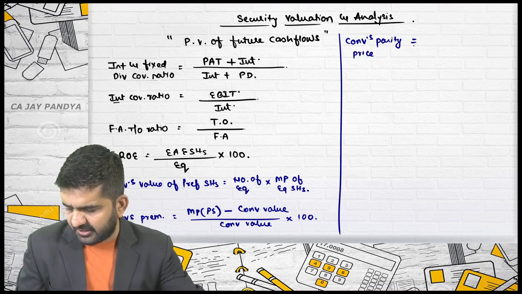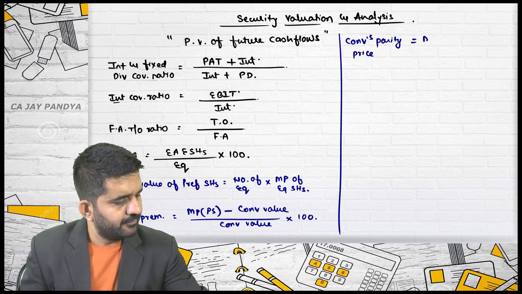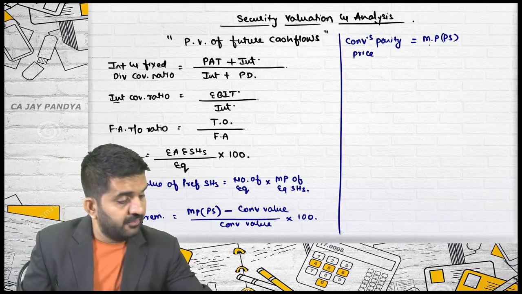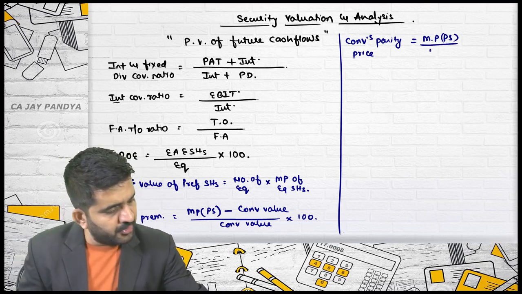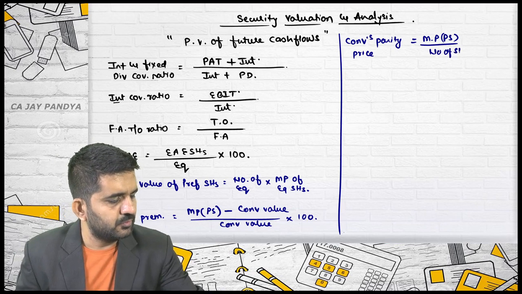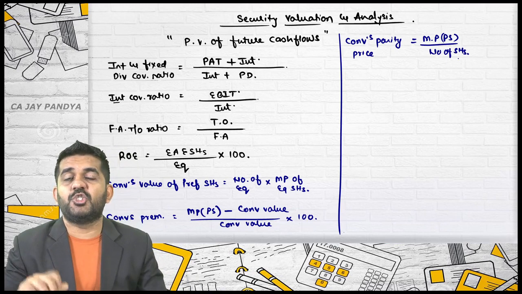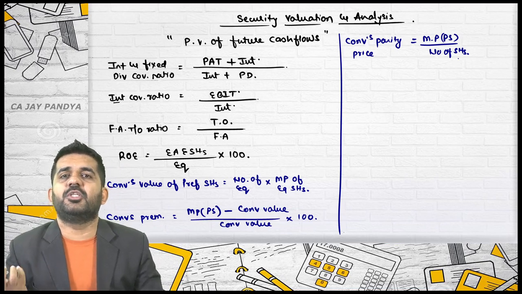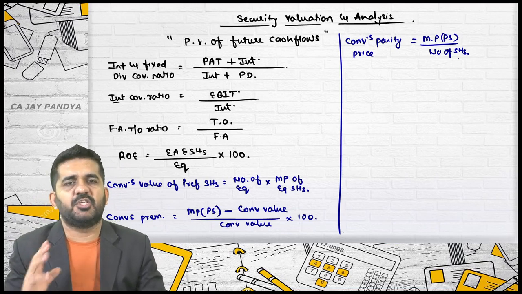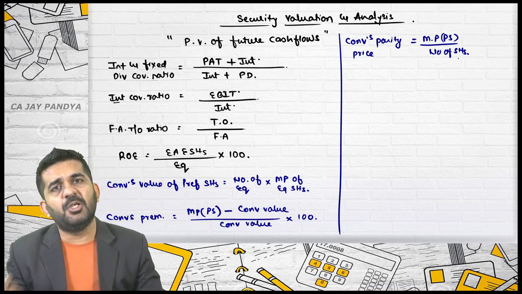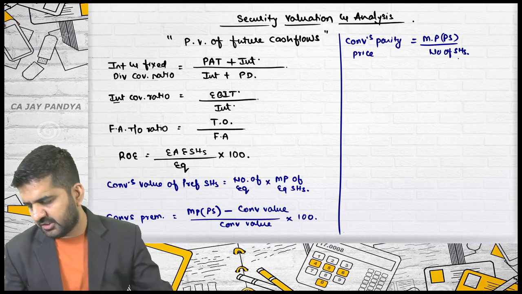What was it? Market price of preference shares divided by number of shares. What is this? The market price of the share at which you are indifferent whether you convert the preference shares into equity shares or not. Above it you should convert it into equity shares. Below it you should not convert it into equity shares.